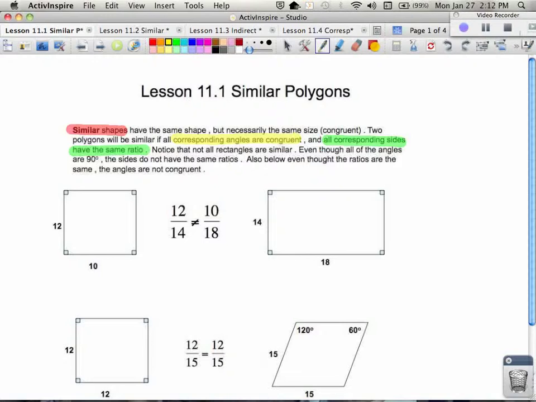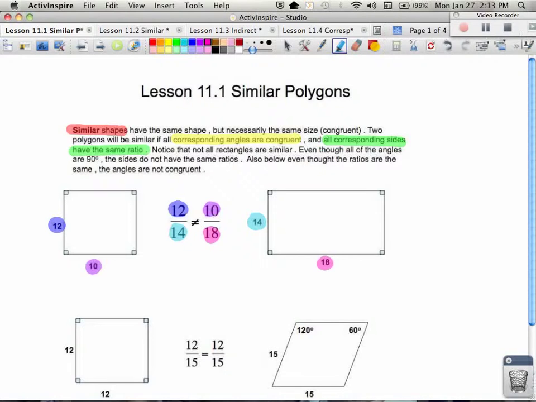What do I mean by that? Well, as I look at the left side of the first rectangle, 12, and I compare that to the left side of the second rectangle, 14, that ratio is not the same as the bottom of the left rectangle, 10, divided by the bottom of the right rectangle, 18. These ratios aren't the same. One is a 6:7 ratio, and the other one is a 5/9 ratio. So even though the angles match up, the side ratios do not match up, and so these two rectangles are not similar.